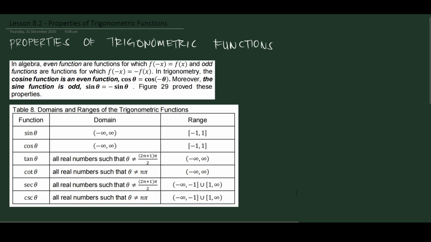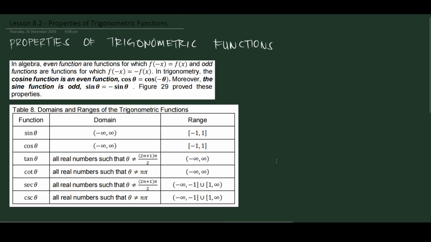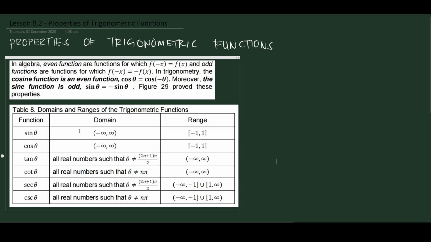In trigonometry, cosine is an even function and sine is an odd function. Okay, so we will see that later. Let's focus for now on the domain and ranges of trigonometric functions. Let's take a look at sine theta and cosine theta. The domains are the same and the ranges are the same: negative infinity to positive infinity, and negative 1 to 1.